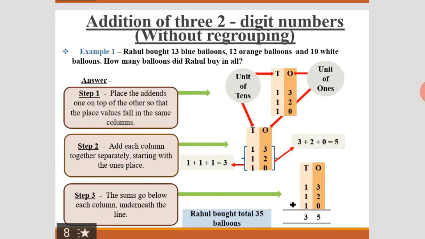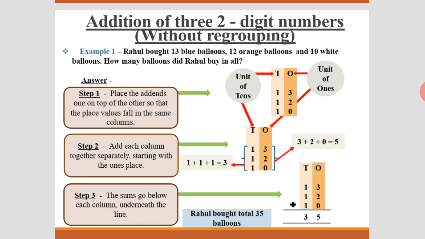Now, let's go for the next topic. Addition of 3 two-digit numbers without regrouping. Let's understand this topic. What is the question? The question is, Rahul bought 13 blue balloons, 12 orange balloons and 10 white balloons. Now, how many total balloons did Rahul buy in all? Let's understand this question with 3 steps.